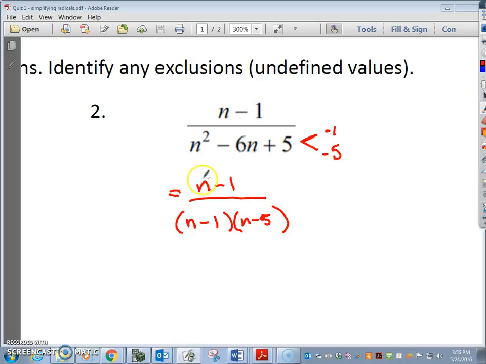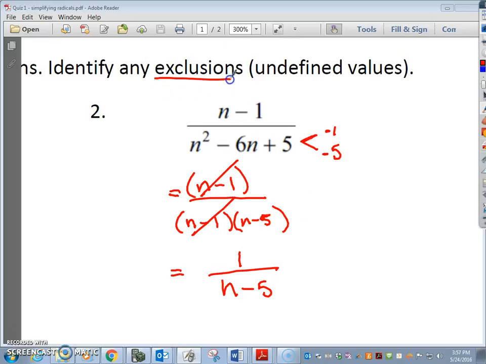Now you see that we have an n minus 1. We can count this as one piece. n minus 1 at the top, n minus 1 at the bottom. They're factors, so this cancels out, and this reduces to 1 over n minus 5. And that's it. It doesn't break down any further.